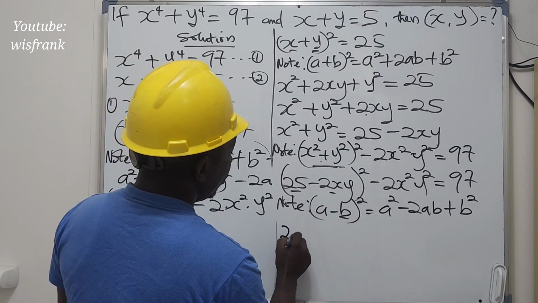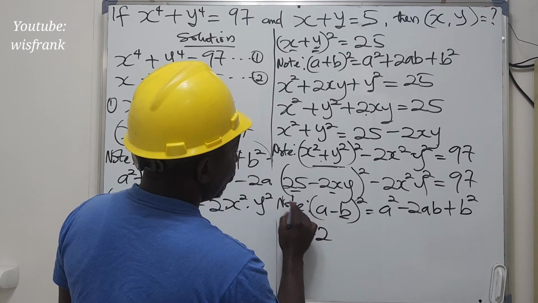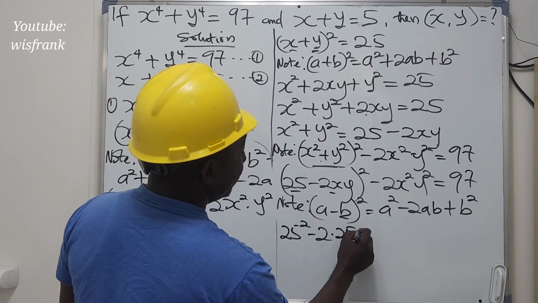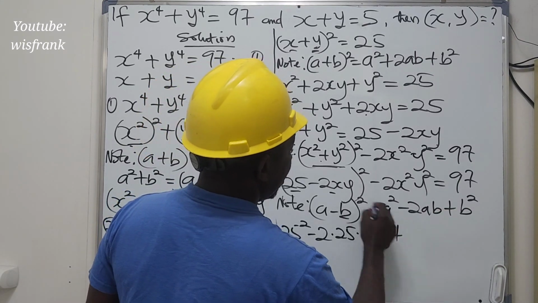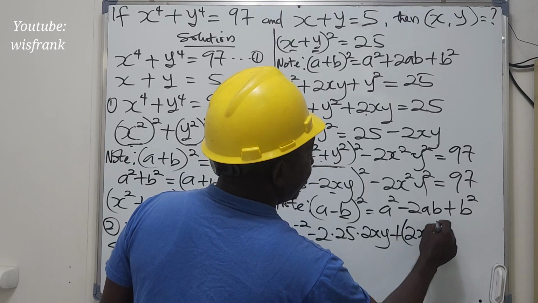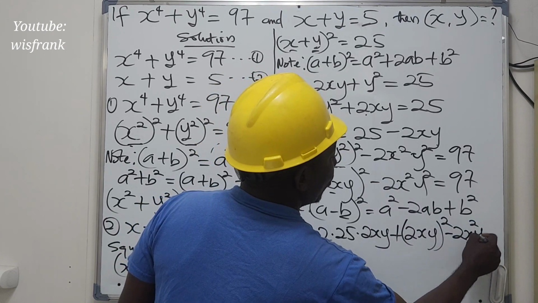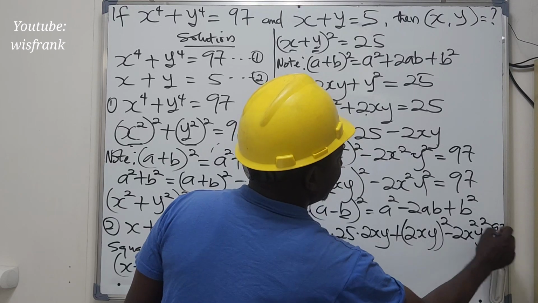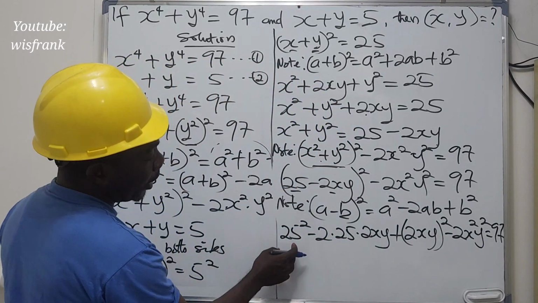This will become 25 to the power of 2 minus 2 times ab, which is 2 times 25 times 2xy, then we have b to the power of 2, plus 2xy all to the power of 2. Then we have this minus 2x to the power of 2 y to the power of 2 equals 97. We just bring down this. So this is what we have, and we can collect like terms.